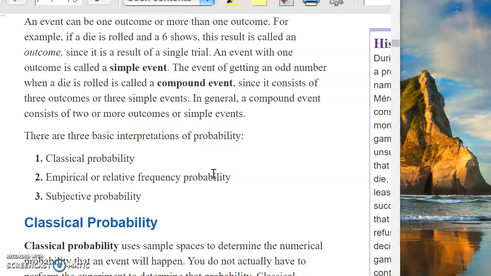So this is section 4.1 or 4-1. This is the second video for that section, for section 4-1. And what I was talking about was I was trying to help you understand how to read a textbook and read technical matters. And this sentence right here is ambiguous. In general, a compound event consists of two or more outcomes or simple events. And I was trying to make a metaphor to something that we can all understand a little bit easier. So let me continue with that metaphor.